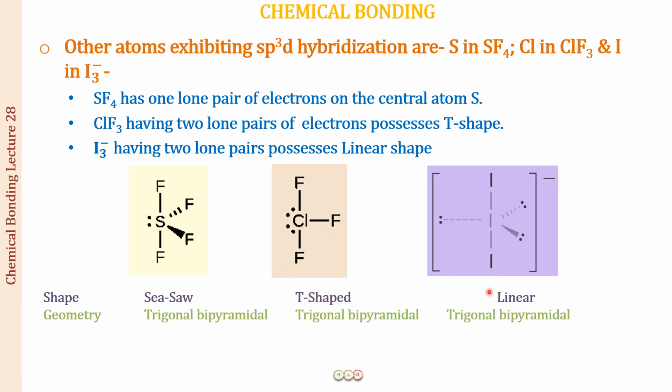And then we have the I3 negative ion. So in I3 negative, iodine is in the center with 3 lone pairs of electrons and 2 bonded pairs of electrons. So 5 regions of electron density. So we have trigonal bipyramidal geometry for the I3 negative ion, and if we consider the shape of the ion, it is a linear shape. All the 3 lone pairs will be occupying the equatorial position.